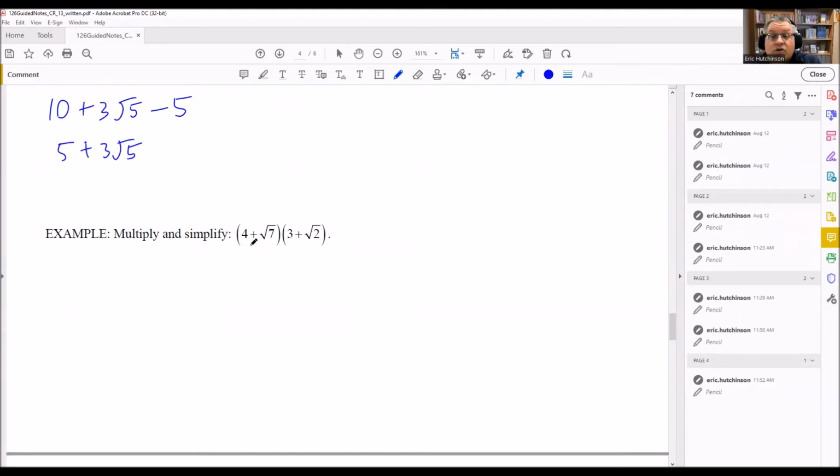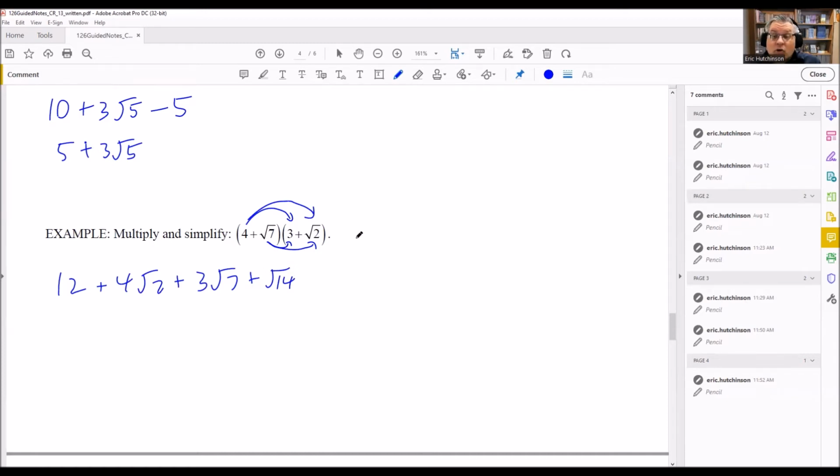So we're going to be doing this one by the FOILing method. So here we have first, so 4 times 3 is 12. And then we have outer, plus 4 square root of 2. Then we have the inner terms. That's going to be a 3 square root of 7. And then we have the last terms, square root of 7 and square root of 2. That's going to get square root of 14, because we can again use the multiplication principle and we can just multiply the two things inside the radical to get one radical left over.